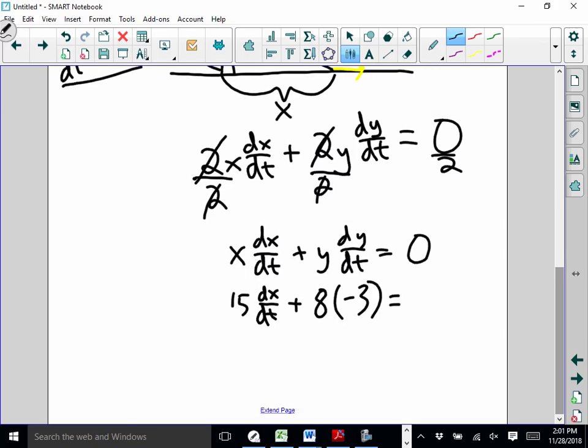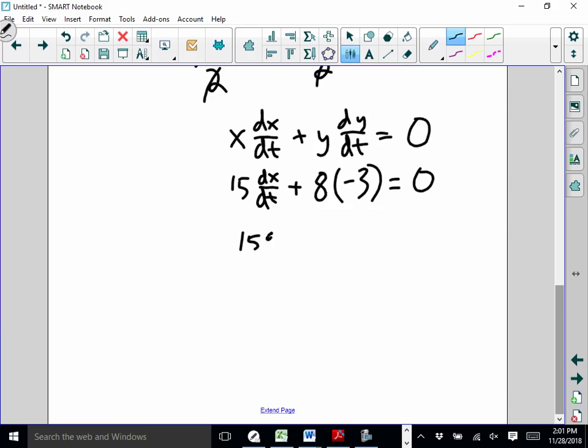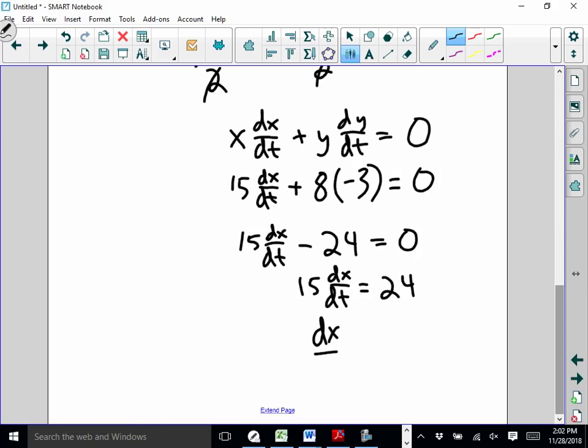Okay, I'm just going to simplify this. I got 15 dx/dt minus 24 equals 0. Now I'm going to add 24 over. I get 15 dx/dt equals positive 24. And now I'm going to divide both sides by 15. So I get dx/dt equals 24 over 15.